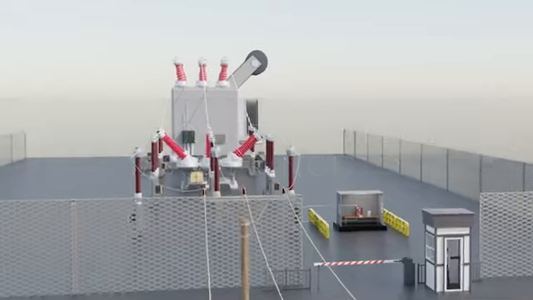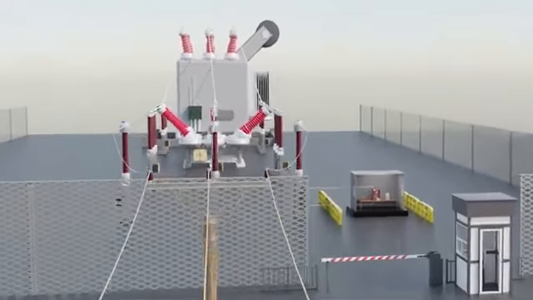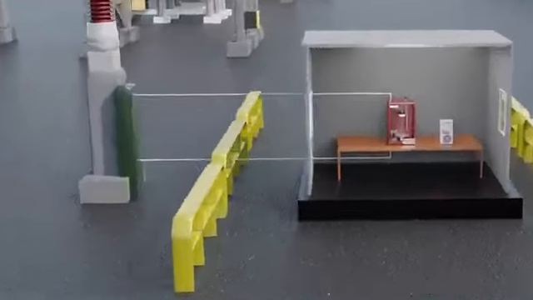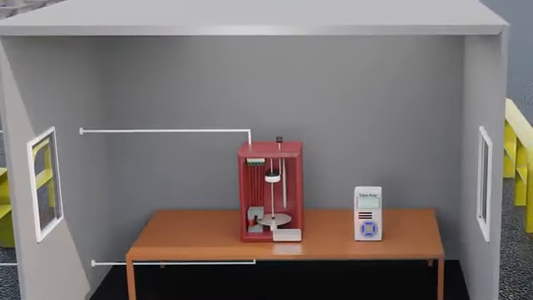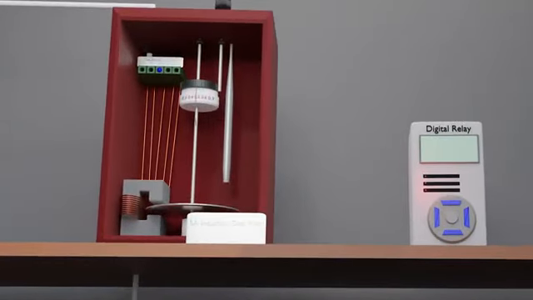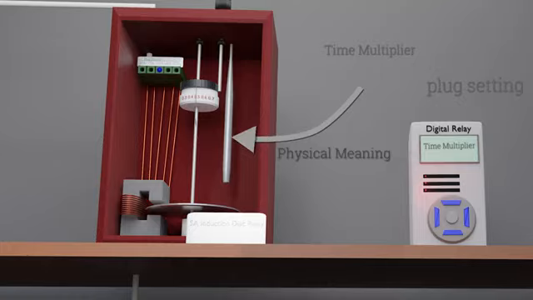Overcurrent protection is often the first line of defense protecting networks against faults. In this video, we're going to look at the basic principles of overcurrent protection. And our starting point has to be the electromechanical relay, because much of the terminology required to understand and operate modern digital relays has a physical meaning which can only be understood this way.